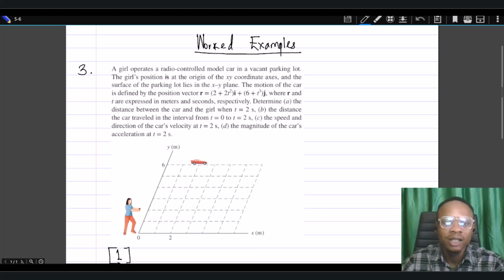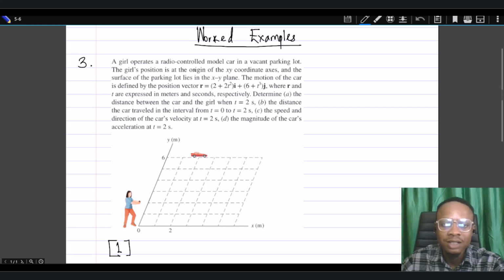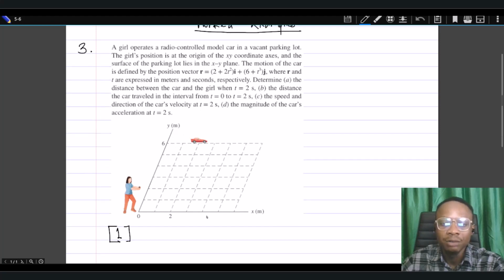It says a girl operates a radio-controlled model car. You can think of that as a remote-controlled car in a vacant parking lot. The girl's position is at the origin of the xy coordinate axis. So the girl is positioned at the origin of the coordinate axis, and the surface of the parking lot lies in the xy plane. So this is the xy plane. Now, don't be distracted by the fact that this doesn't look straight. Okay, we'll come back to talk about that shortly.